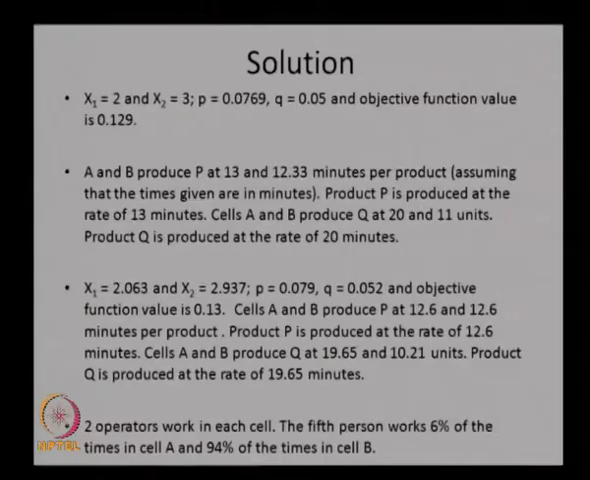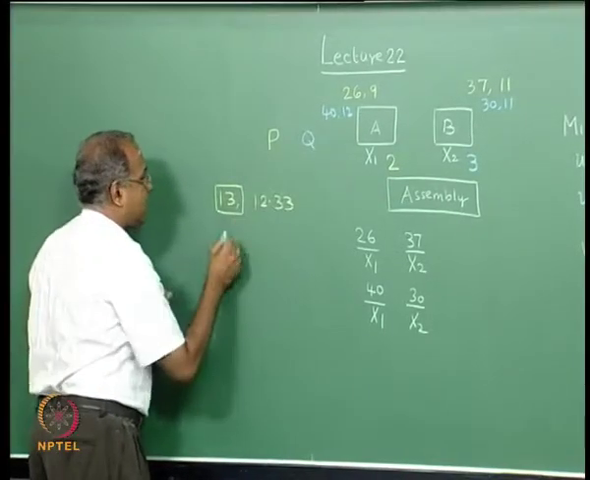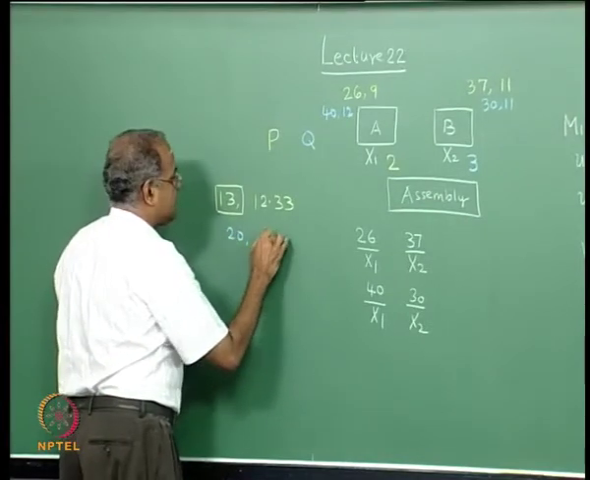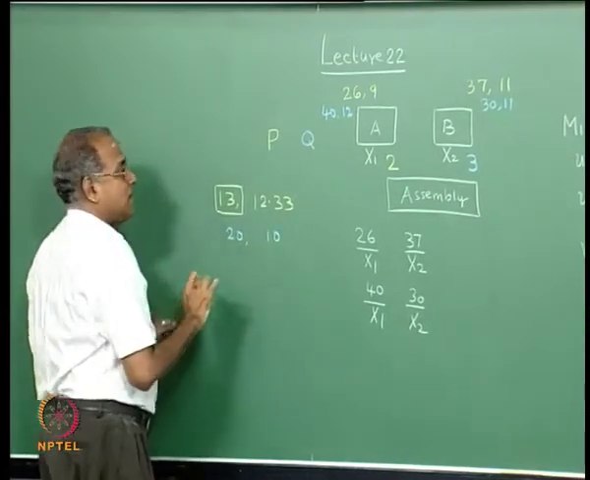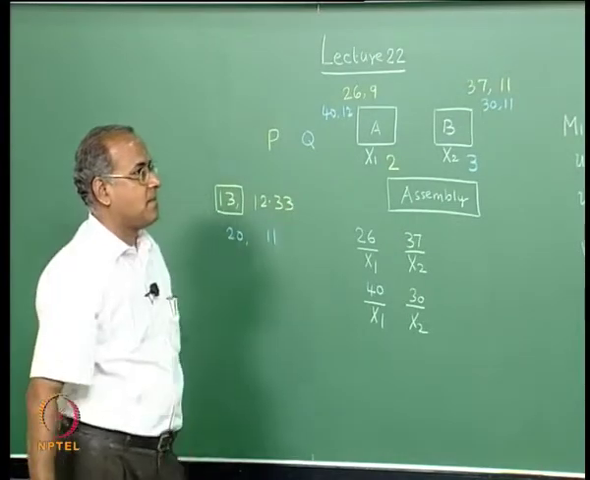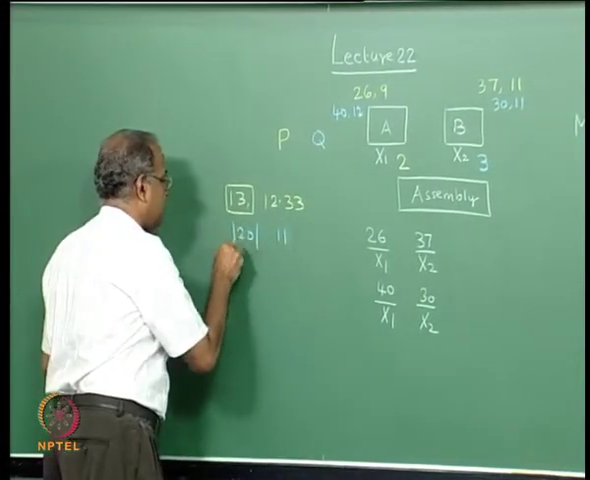Similarly, product Q at x1 equal to 2 will be 20, 40 divided by 2, 20. And 30 divided by 3, which is 10. At the same time, it will take a value 11. So, the output will be at the rate of 20.